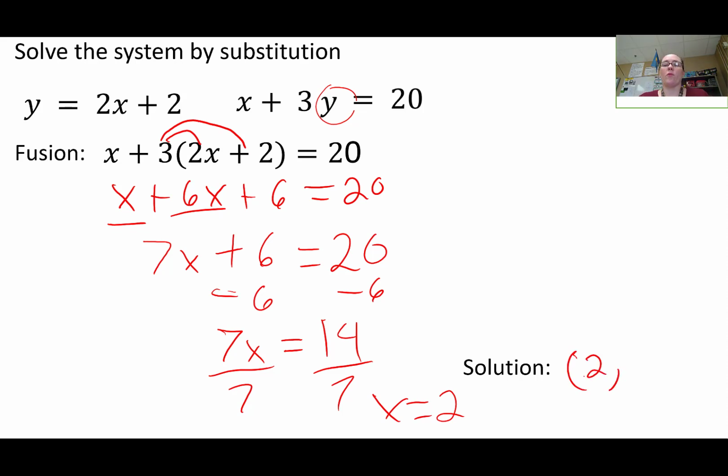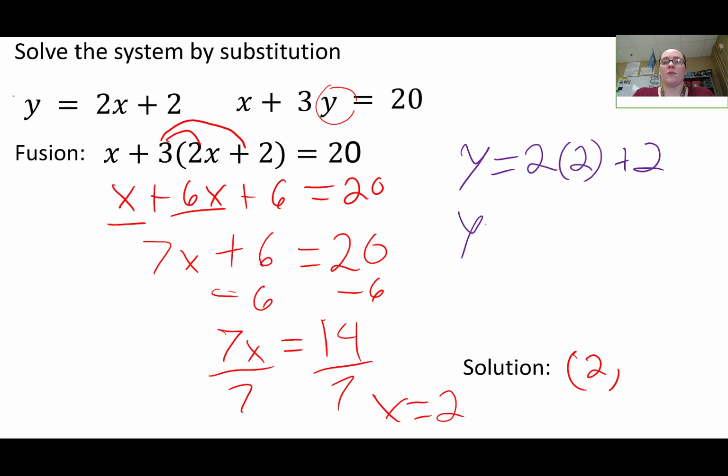Now we need to solve for y. Again, it does not matter which one I plug into. However, one's going to be easier than the other in this case. Since I've already got the first one solved for y, let's go ahead and use that one. So y is equal to 2 times 2 plus 2. 2 times 2 is 4 plus 2, so y is equal to 6. My solution is 2, 6.